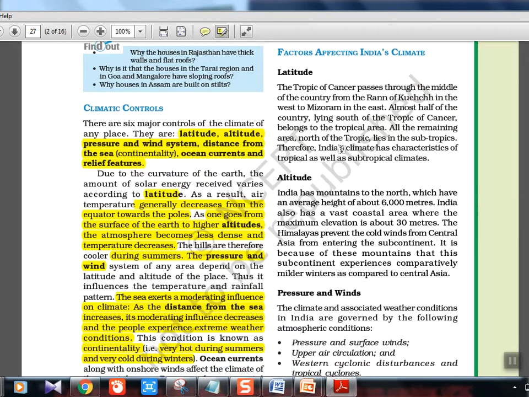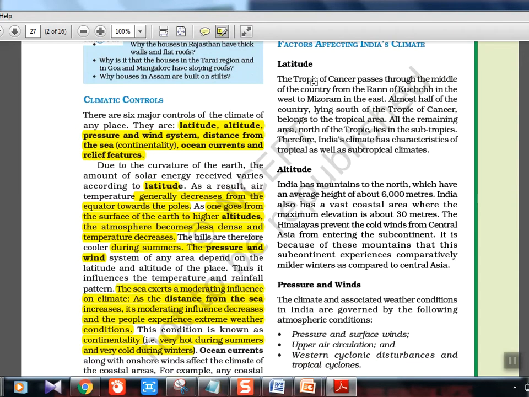Now from the Indian perspective, latitude: the Tropic of Cancer passes through the middle of the country. The trick I have shown you in the class 9 chapter 1 video, please watch that. So we have a tropical climate where a lot of sunshine is there. That is why we have the Paris climate change and all.